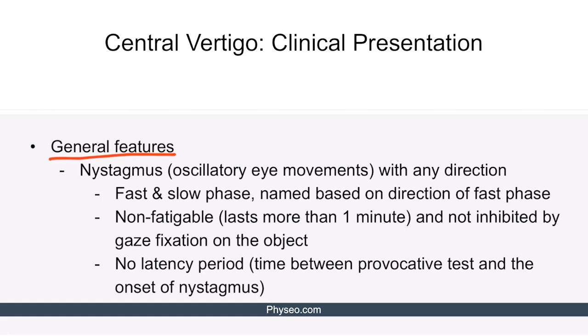Nystagmus in central vertigo is non-fatigable, which means that it lasts more than 1 minute. Nystagmus is not inhibited by gaze fixation on the object either. Finally, nystagmus in central vertigo has no latency period. Latency period is the time between the provocative test and the onset of nystagmus. Absent latency period, in turn, means that nystagmus in central vertigo starts immediately during the provocative test.